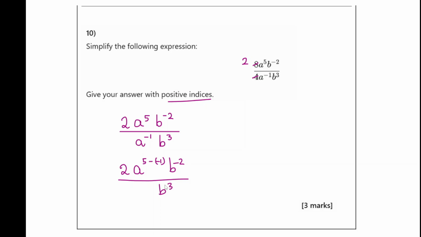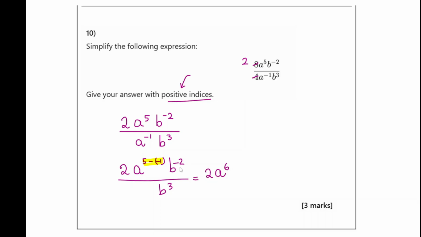Now, here we can see 5 take away negative 1. When you have two negative signs next to each other, that becomes add. So I know that I get 2a to the power of 5 add 1 is 6. Now, let's see what to do with these two. The question is asking for positive indices. So if I bring this 3 to the top and take away, I'm going to end up with negative 5. That's not correct because the question is not asking that.